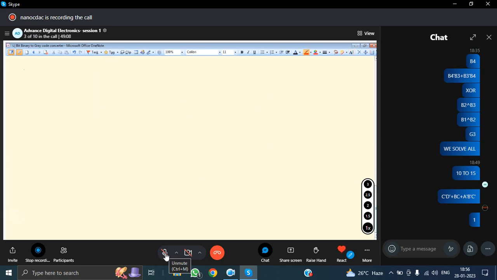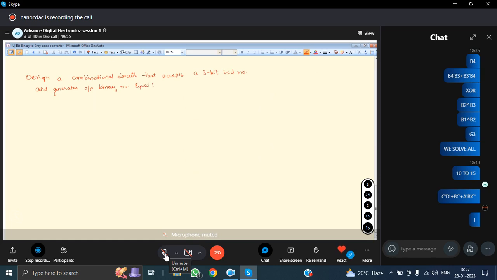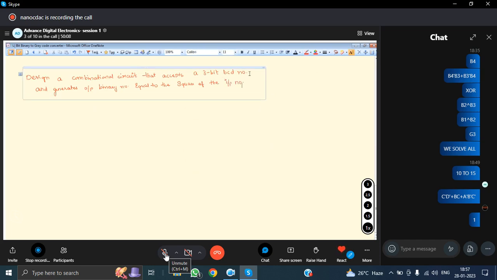One more question. You think and do it. Design a combinational circuit that accepts a 3-bit BCD number and generates an output equal to the square of the input number.